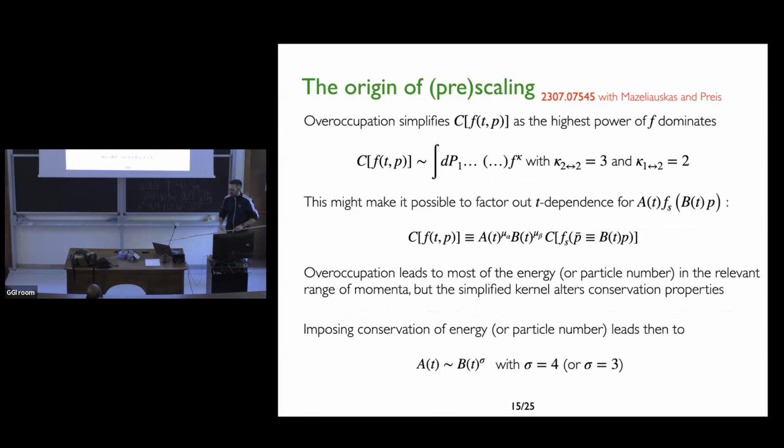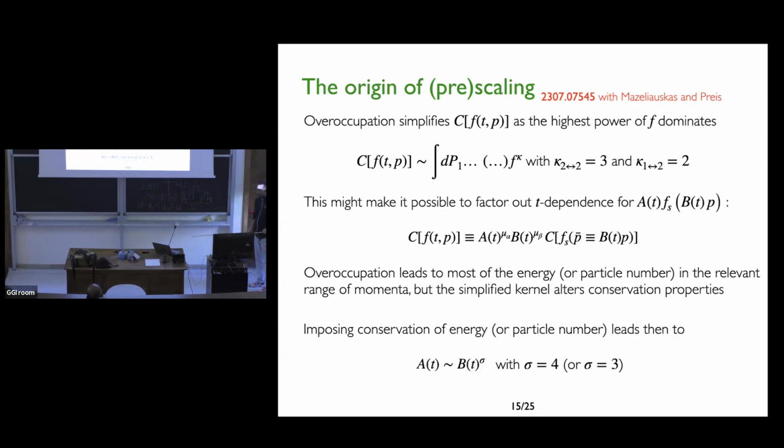And by doing this, I also want to understand a bit how to derive a non-thermal fixed point from the underlying dynamics. So the first observation in the kinetic theory regime is that if we have this over-occupation, so that the distribution function has a huge amplitude, then this leads to a possibility that the collision kernel is going to simplify. So the collision kernel typically is a rather complicated expression with different powers of the distribution function. But if the distribution function has a very large amplitude, it's going to be the terms with the highest power of f, of the distribution function, that are going to dominate the collision kernel.